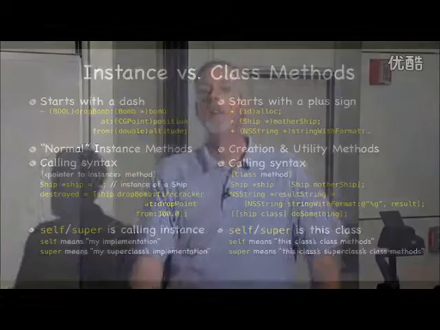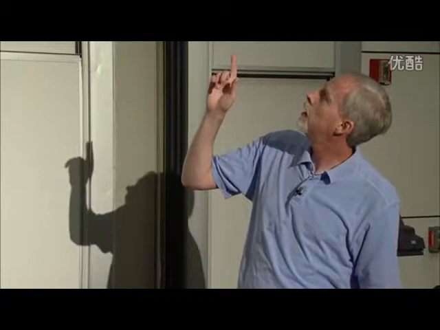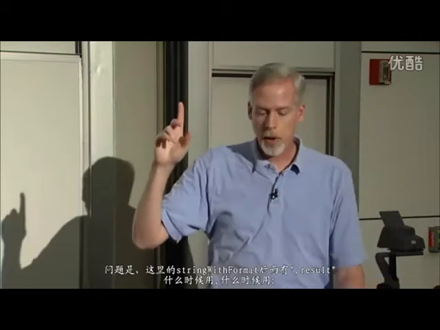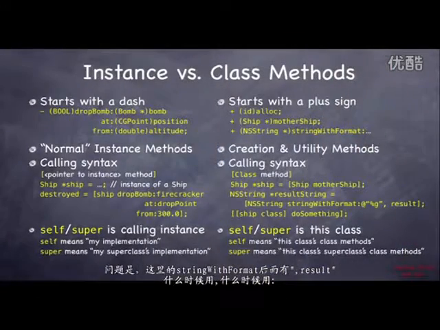Question? When do you use commas versus named arguments? When do you use commas versus named arguments? So right there, you're passing a second argument to string with format. Oh, okay. So good question. The question is, you see in string with format, I've got a comma and then result.